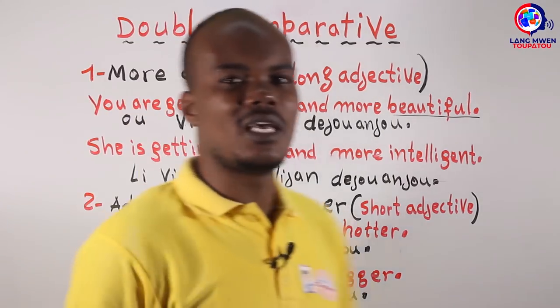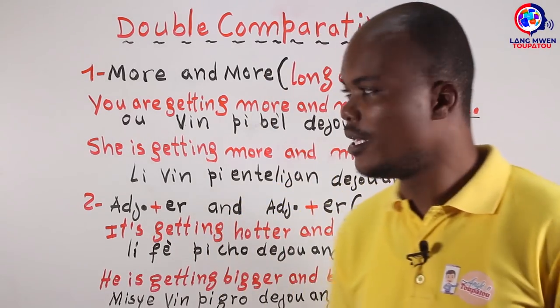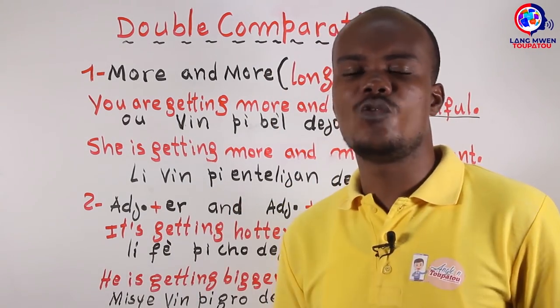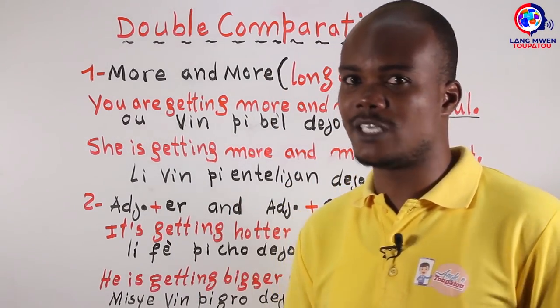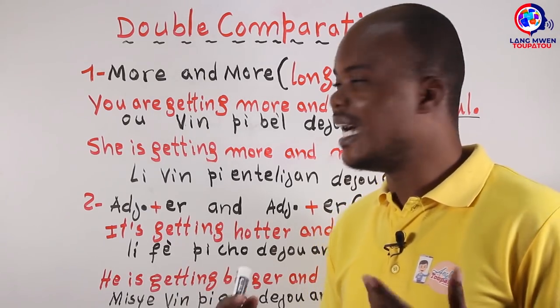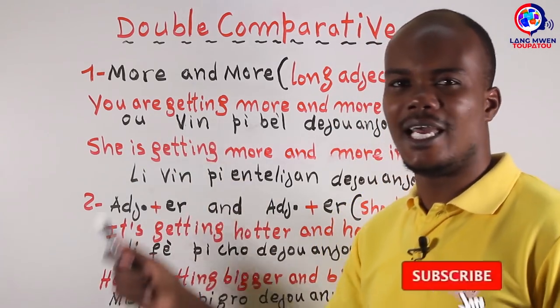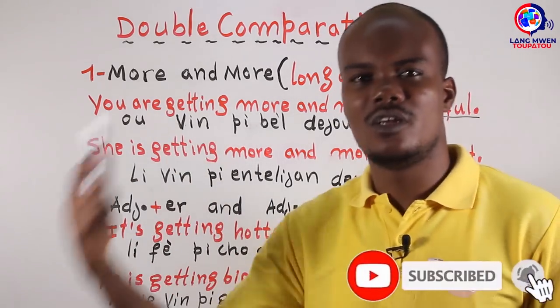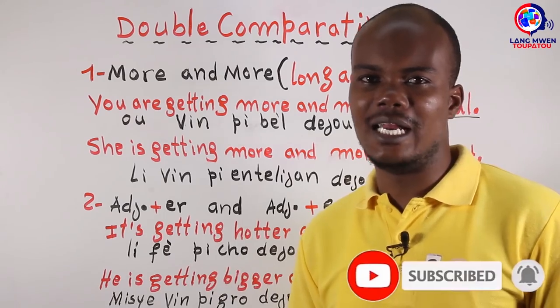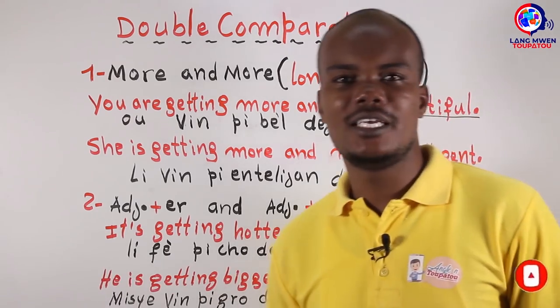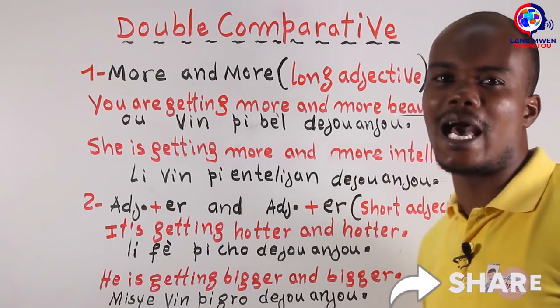Great. Now, it's time to go to the second way. You finish to know how to say de plus en plus in the first way. If I say de plus en plus in English, I say more and more plus a long adjective. And the second way is with short adjectives.